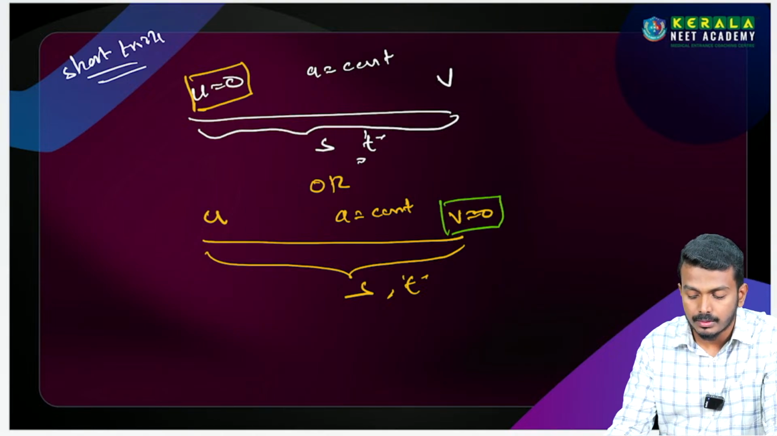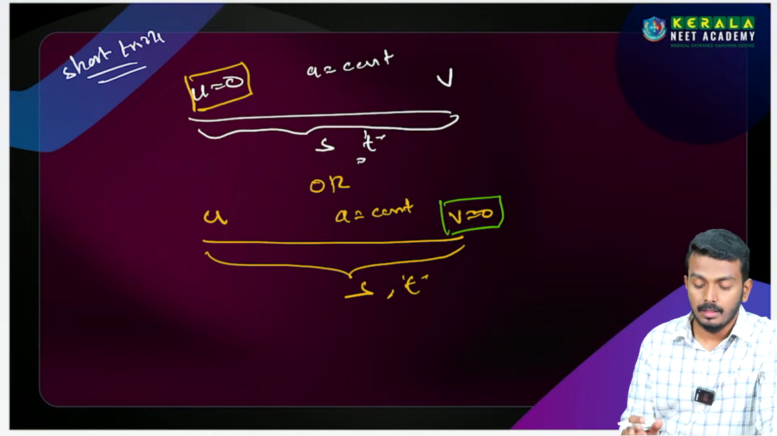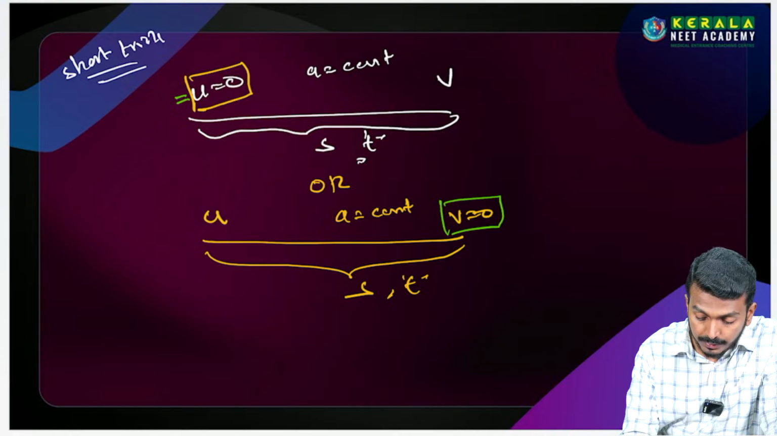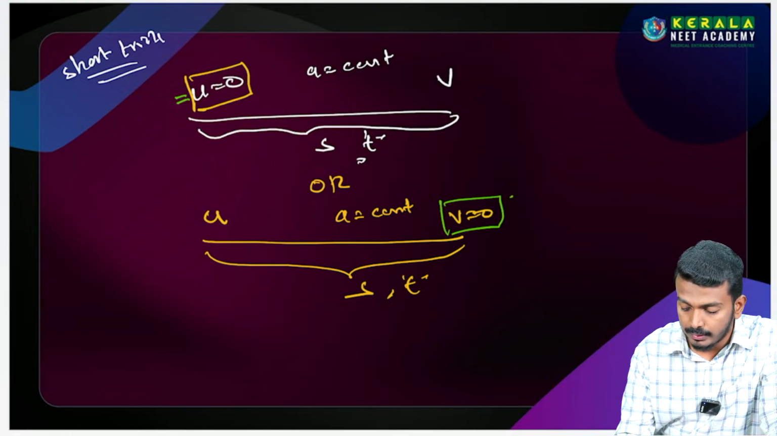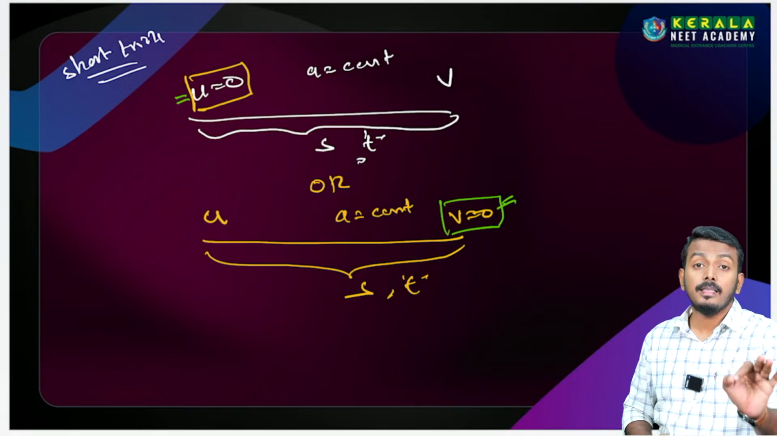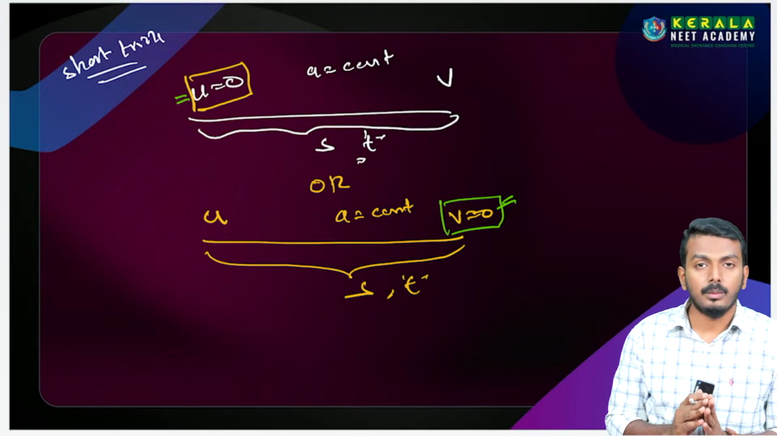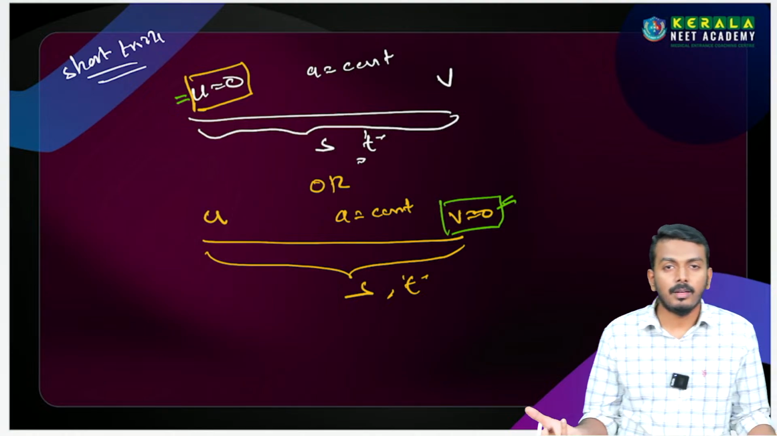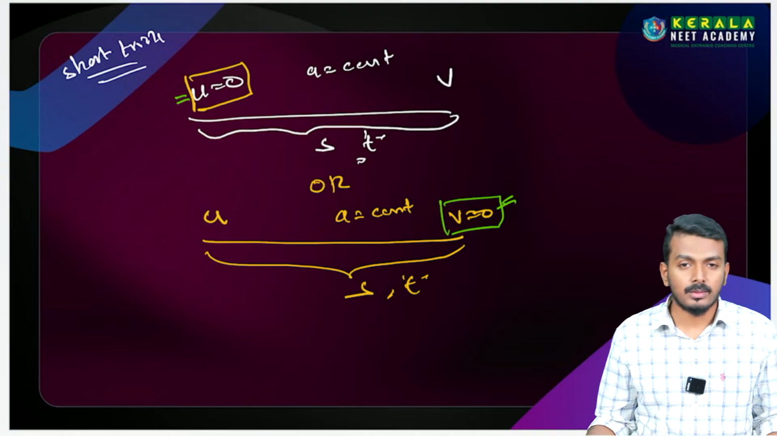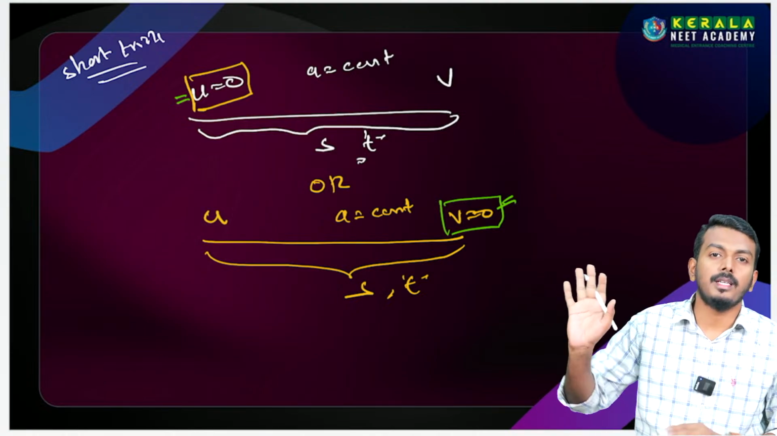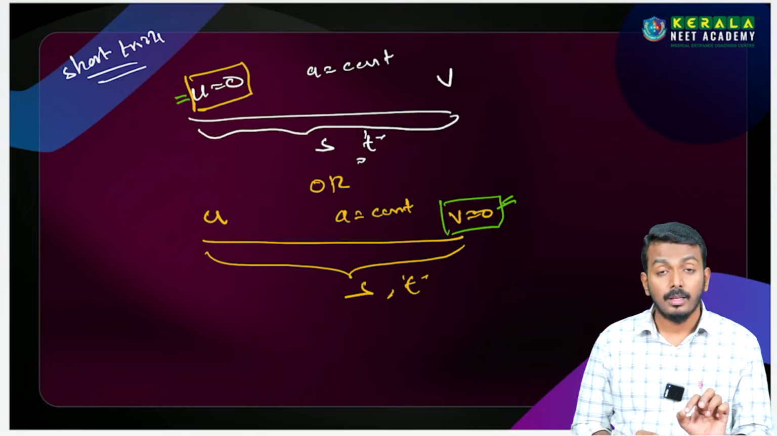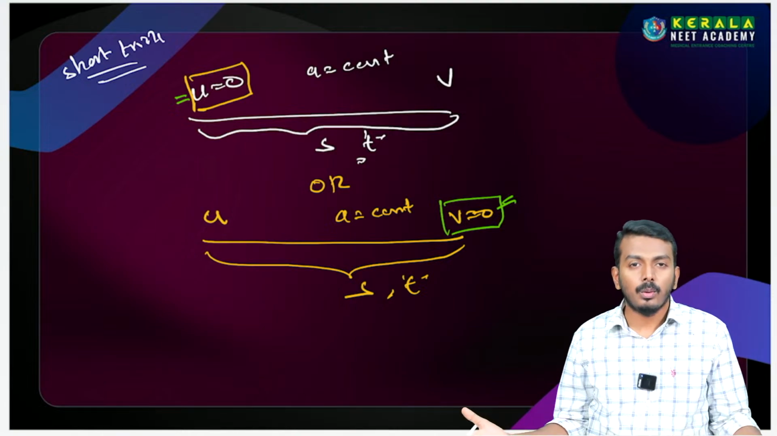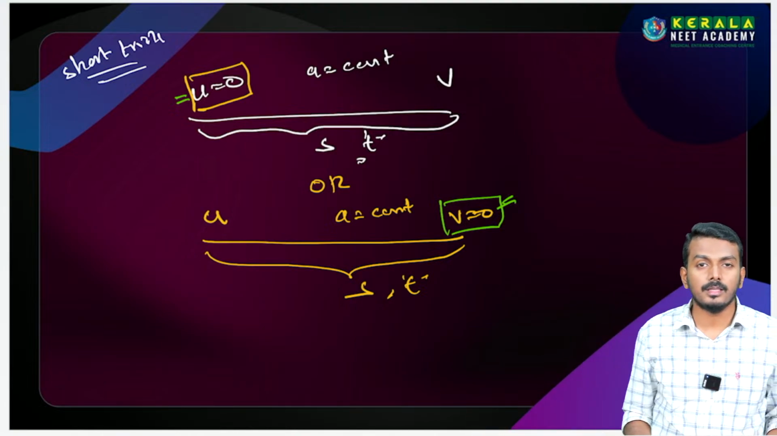What is the initial velocity of the body? 0. Means you can use this shortcut when the body has initial velocity 0, or final velocity 0, and the time also. Anyway, in the majority of questions, initial velocity 0 or final velocity 0 comes. Especially in motion under gravity problems, when a body is projected, what is the velocity at the topmost point? 0. Means you can use this formula.